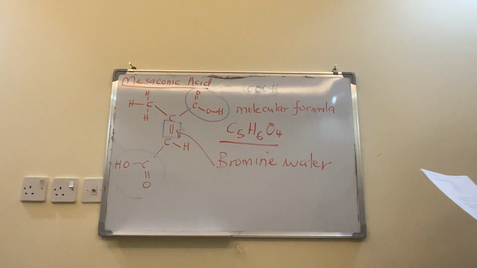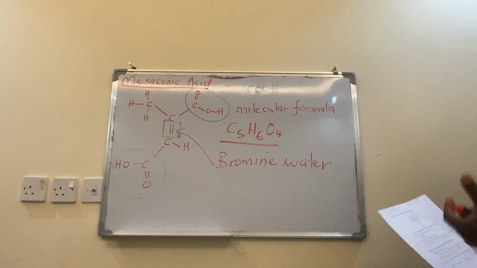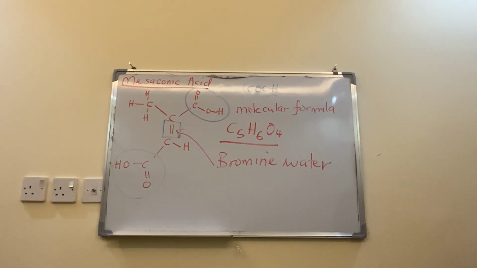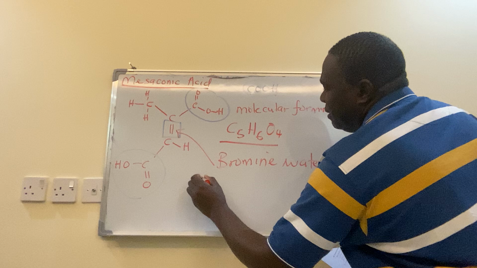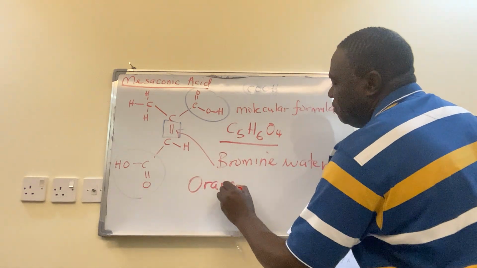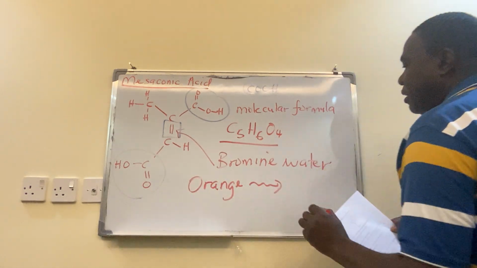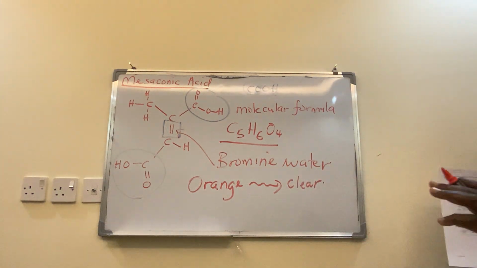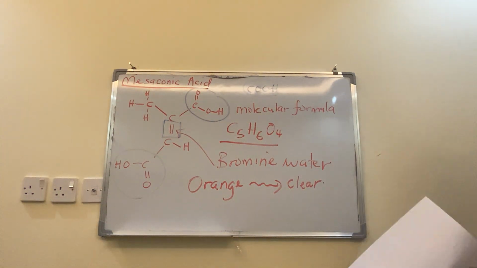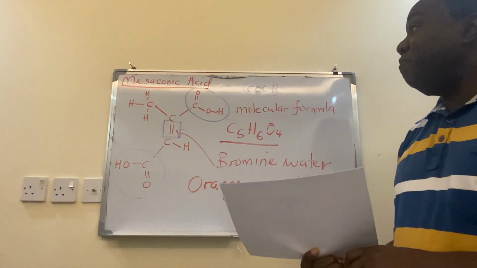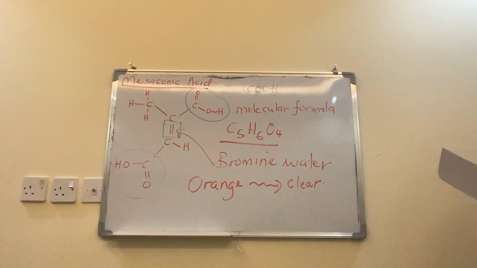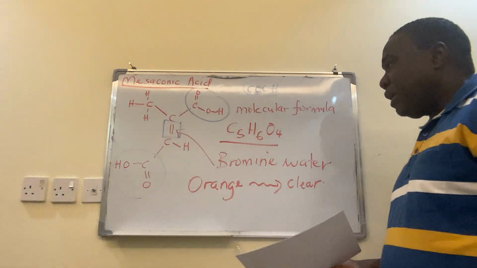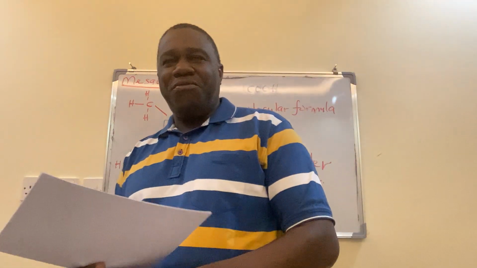So when we add excess bromine water to aqueous mesoconic acid, we are going to find out that the color is going to change from orange to colorless, or clear. So that's the color change that we are going to get. Once you do that, you can prove to people that mesoconic acid is carrying a double bond. So that is what I wanted to review with you.